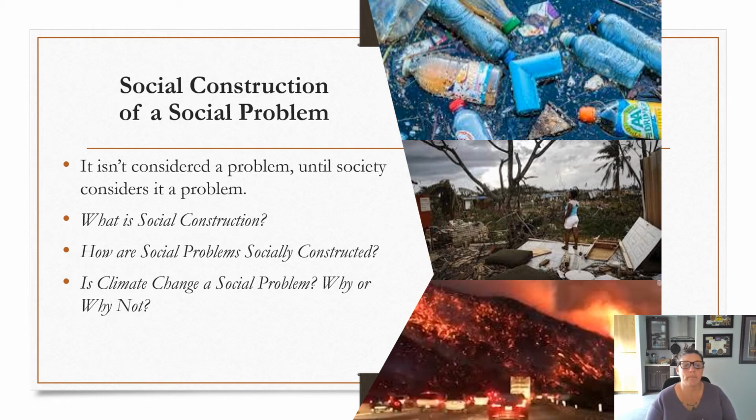But if we don't believe that climate change is real as a society, and we don't agree as a society that it's a social problem, then it essentially is not a social problem because we have not yet socially constructed it in that way. So a social constructionist would say we need to agree that it's real, even if it has real consequences. If we don't agree that it's real, it's not yet a social problem. So how do we socially construct problems as a social problem?